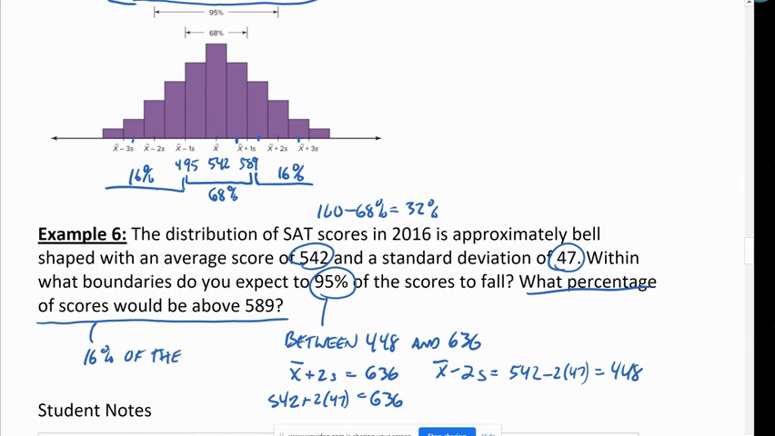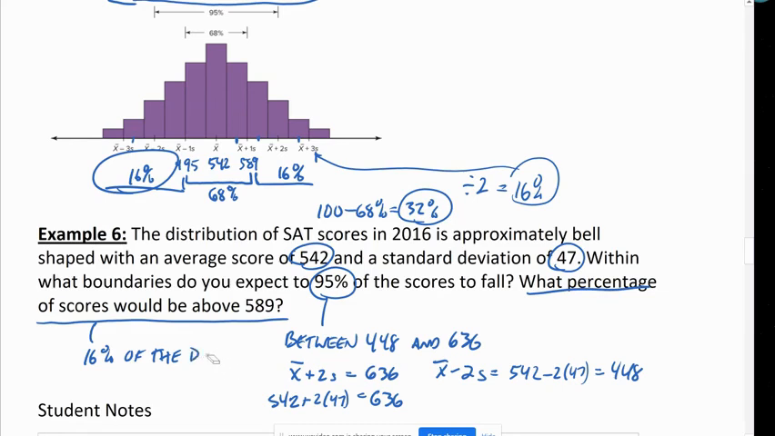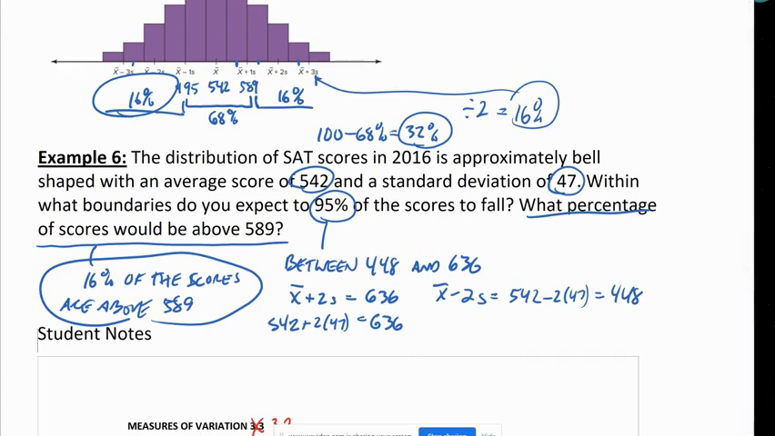And again, the way I got that is the whole bell curve represents 100% of the data. So if 68% of our data is between 495 and 589, then what remains is 32%. So I cut that in half. That is 16%. So 16% for above and 16% for below 1 standard deviation. And so 16% of the scores are above 589. Okay, and that completes our notes for 3.3.